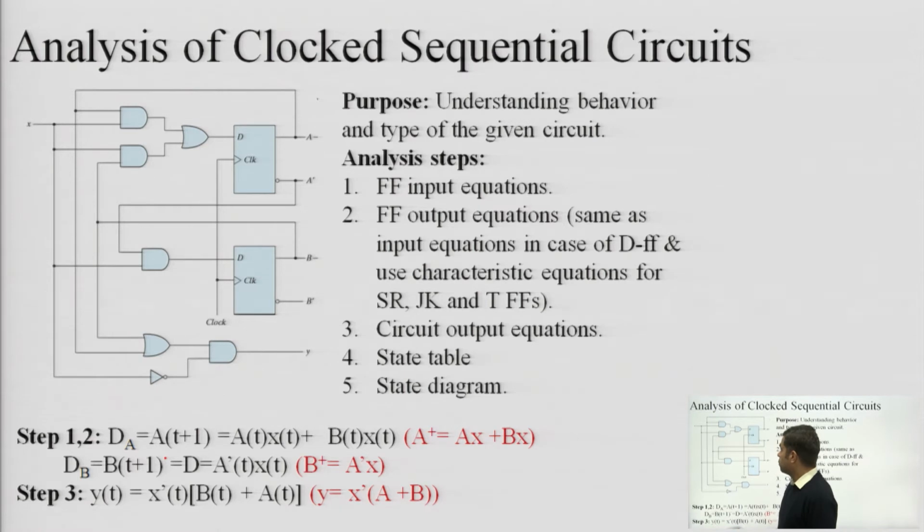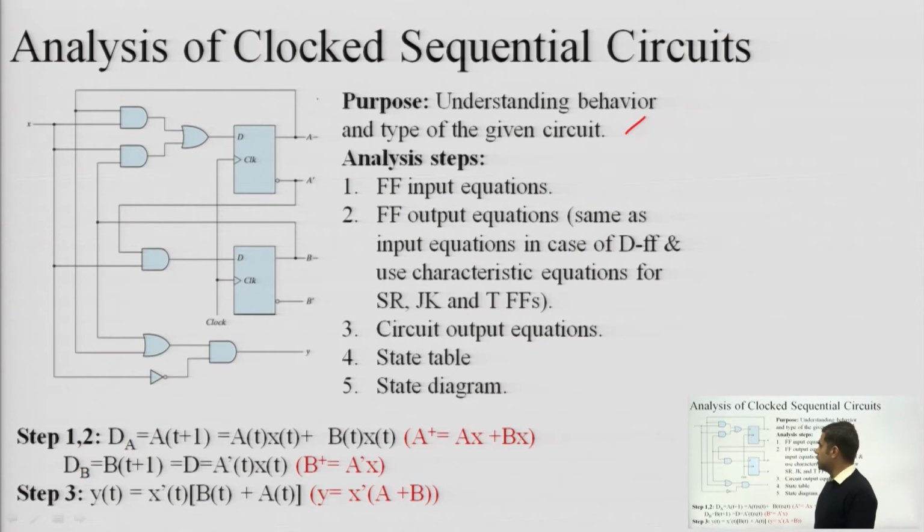So in analysis of clock sequential circuits, we will be provided with a circuit, and we have to analyze what this circuit is doing and how it functions. Okay, so let's say we are provided with this circuit. First of all, what are the steps which have to be followed? The purpose we have already seen: understanding the behavior and type of the given circuit.